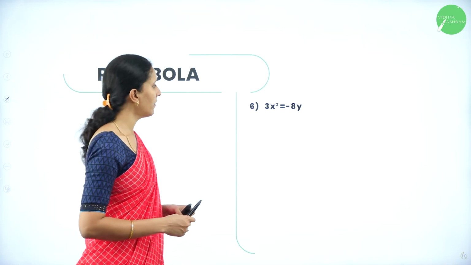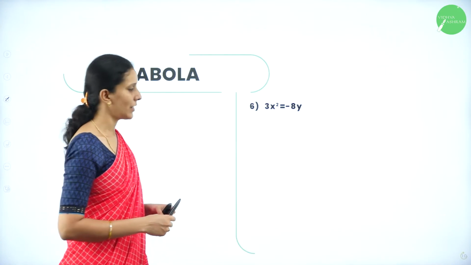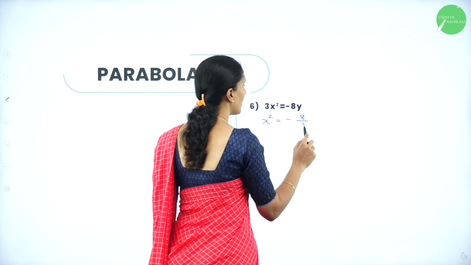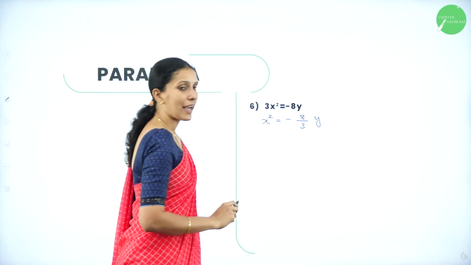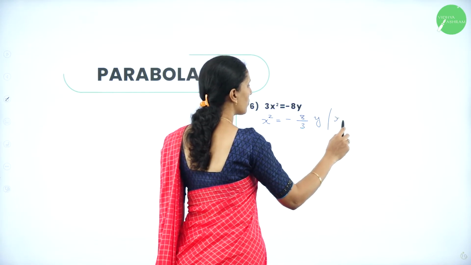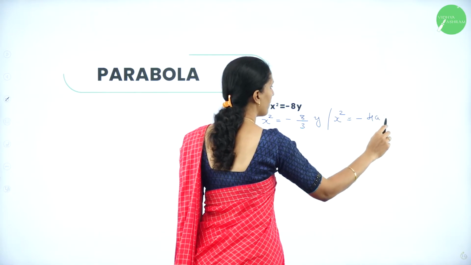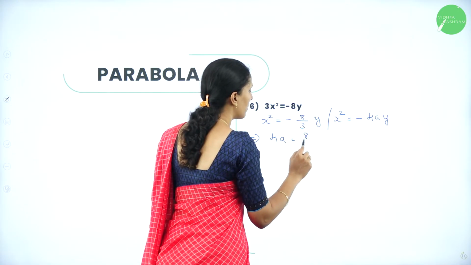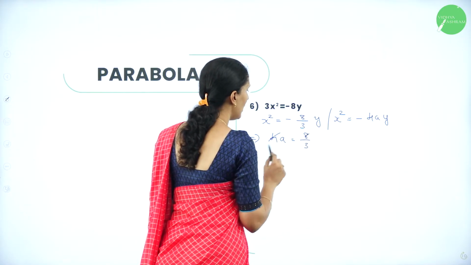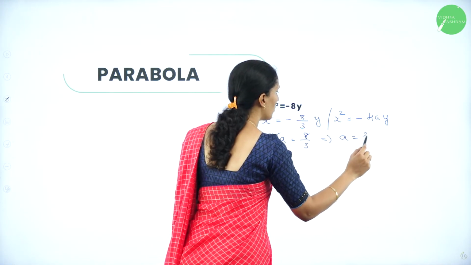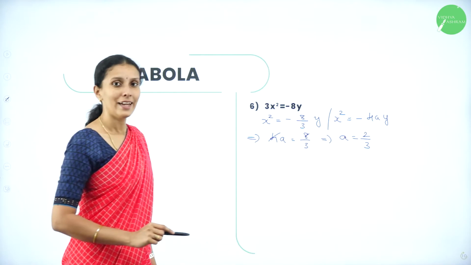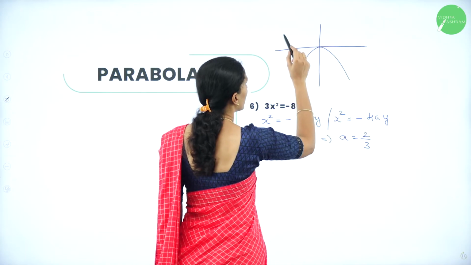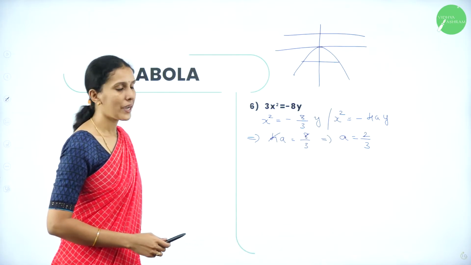So the next question we have 3x square is equal to minus 8y. Let us reduce this equation. x square is equal to minus 8 by 3 y. Here we can compare this equation to x square is equal to minus 4ay. So this implies 4a is equal to 8 by 3. When you cancel, this gives a is equal to 2 by 3. Now clearly it is a downward parabola which is symmetric about the y-axis. So this is my required parabola.